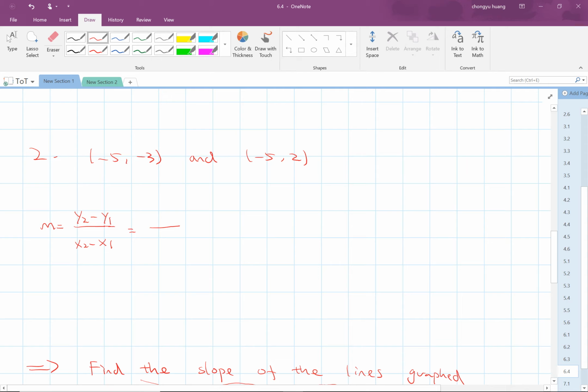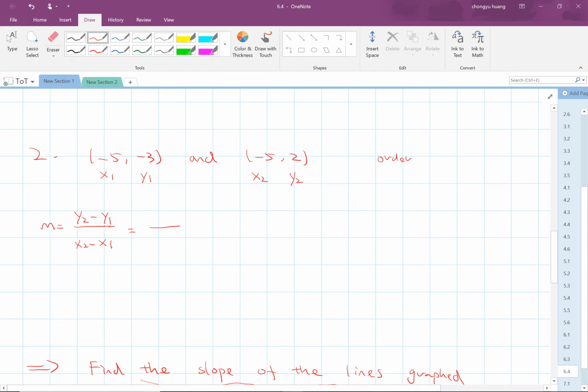And we have x1 equal to -5, and then x2 also equal to -5, and then y1 equal to -3, and then y2 is equal to 2. Okay, and then you just plug in the numbers in order. The order is really important over here.